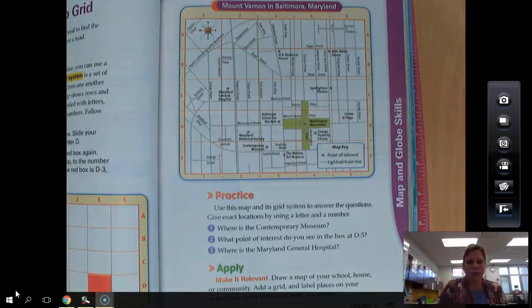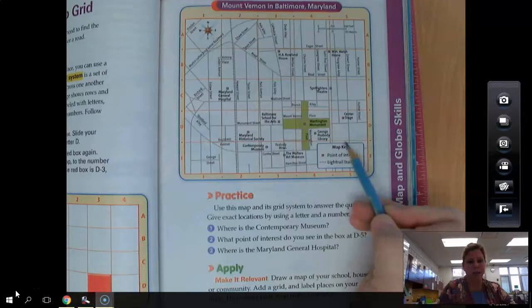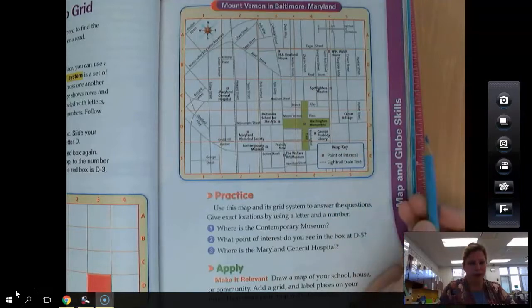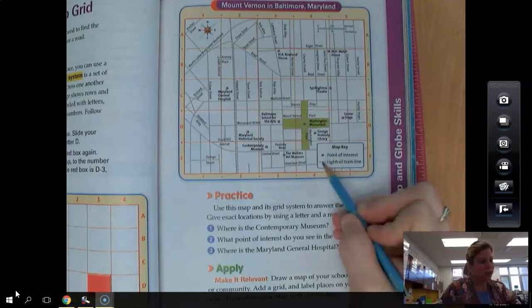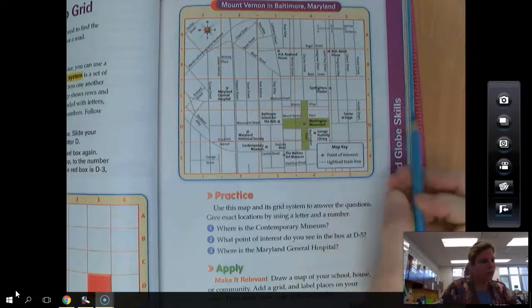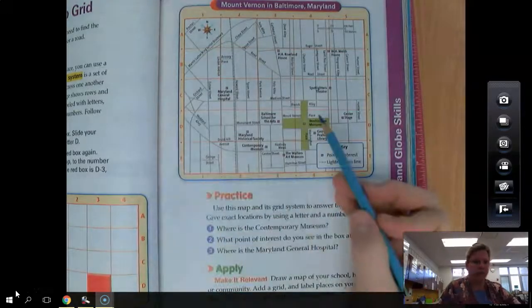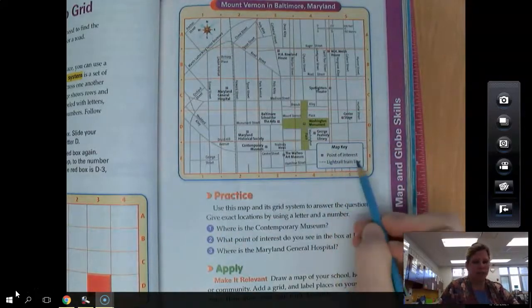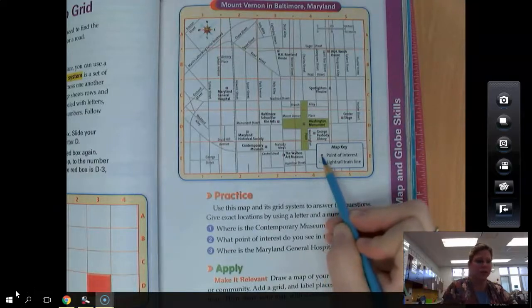We also have something else on this map, and it's down at the bottom right-hand corner, and it's called a map key. Everyone say map key. Map key. Okay, the map key is, if you look at it closely, you can see a square that is red. Whenever you see that red square on your map above, it means point of interest. It means that there's a place that's probably an interesting place. It's a point of interest. So anytime you see one of those squares, it's a point of interest.